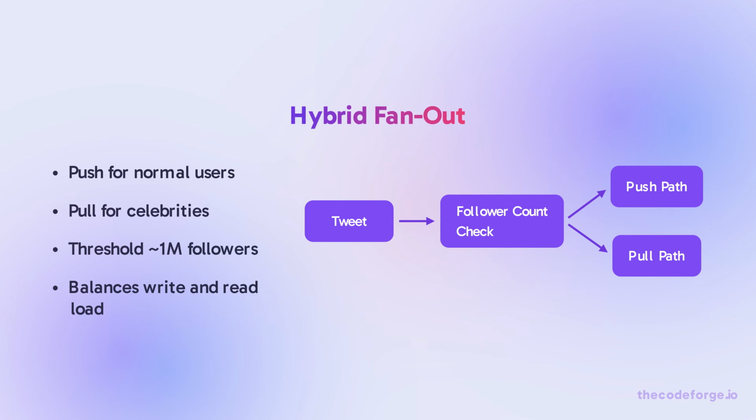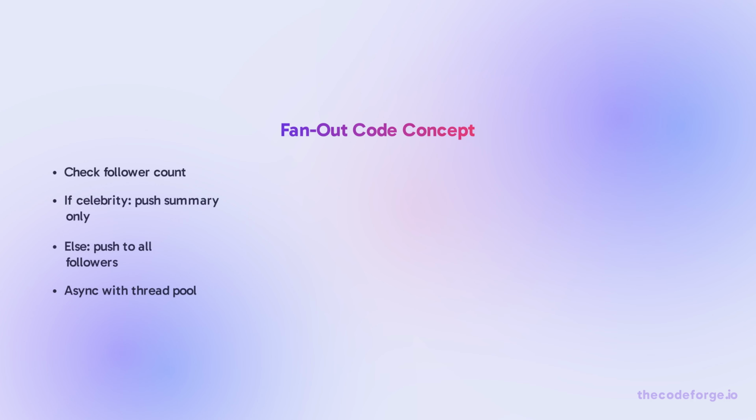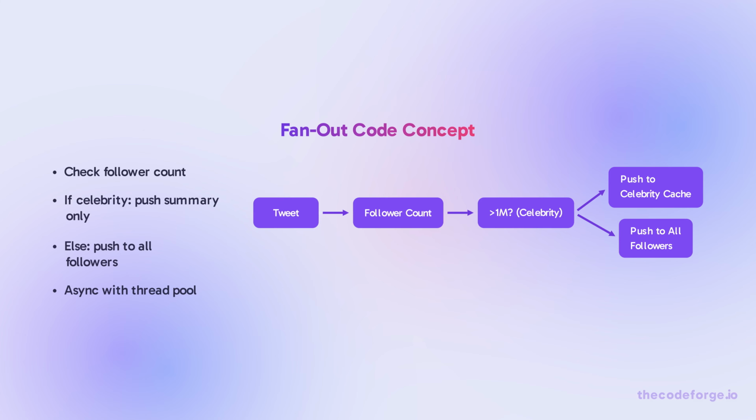Hybrid fanout uses push for users with fewer than 1 million followers and pull for celebrities. This balances write and read load, avoiding the hotkey problem. The fanout service checks the author's follower count. If it's above the celebrity threshold, it only pushes a summary to a small cache. Otherwise, it pushes the tweet to all followers using a thread pool.